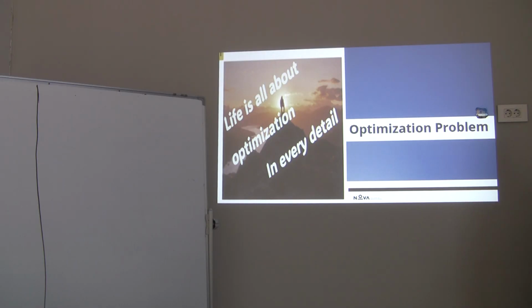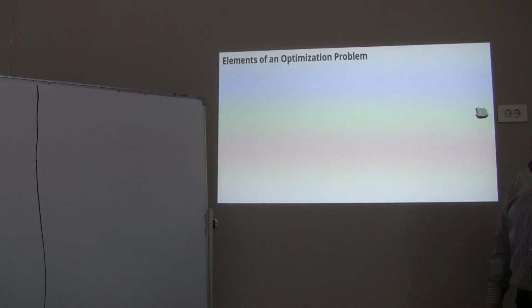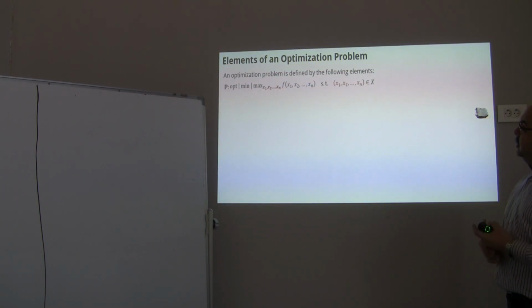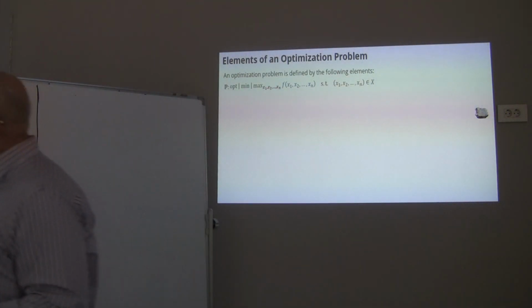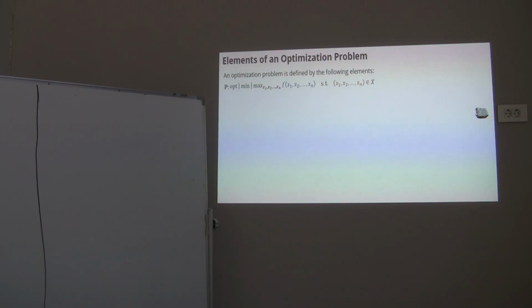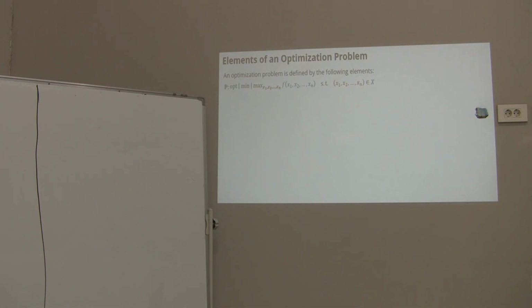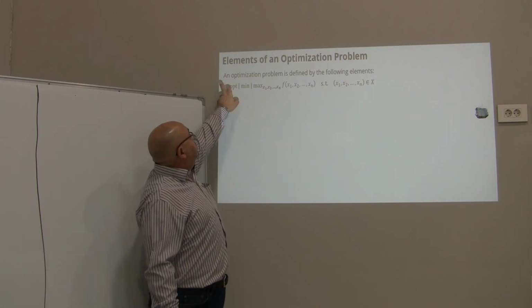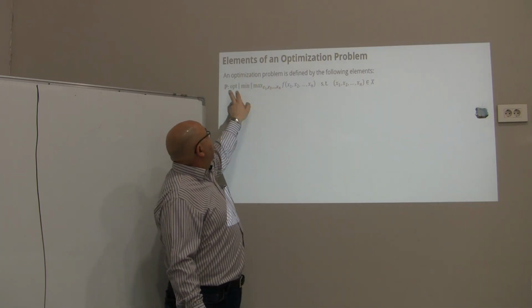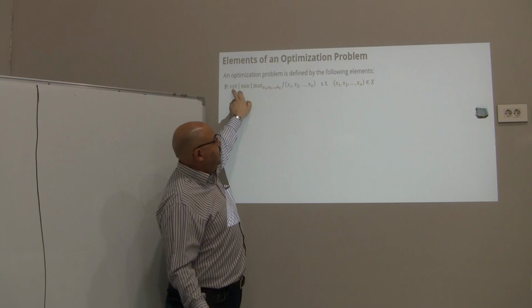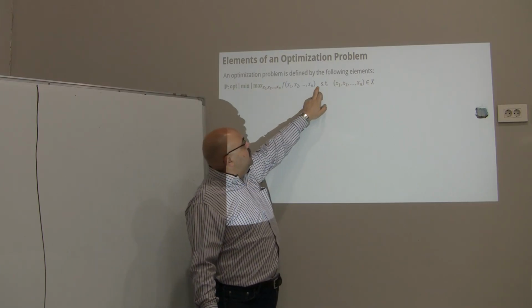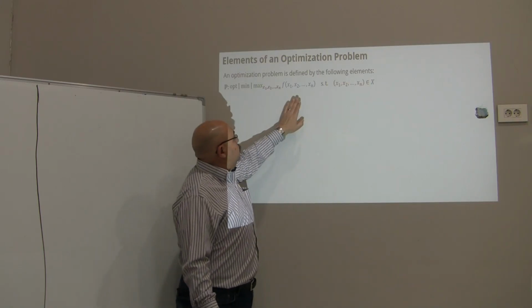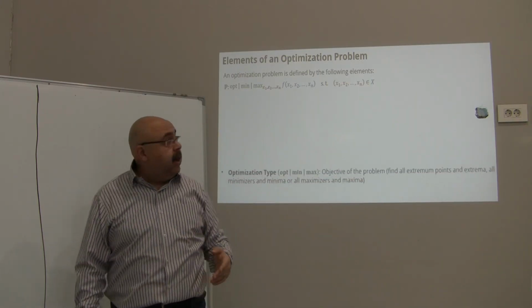Once more, life is all about optimization, as you can see. I will speak now about the elements of the optimization problem. Any optimization problem in general will be formulated from two things: the objective function, and maybe you will have constraints or you don't have constraints. The first case is going to be the topic of our next lecture. An optimization problem is defined by the objective function, minimizing or maximizing, and the main decision variables involved in this function.